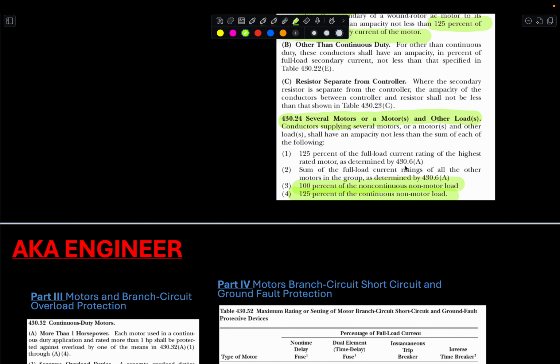They do go back and forth between sections, so please make sure you read the entire sentence and follow through. But the takeaway here is if you have continuous non-motor loads, you must use 125%. If it is non-continuous, then it will be just 100% of it. So let's see here, 125% of the full load current rating of the highest rated motor as determined by 430.6(A).